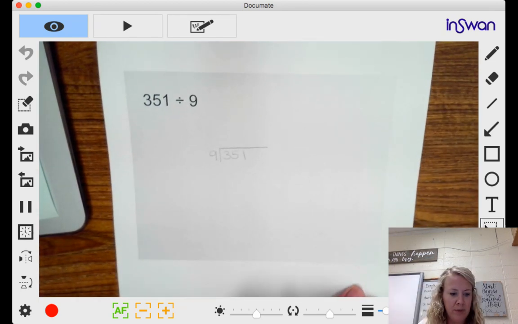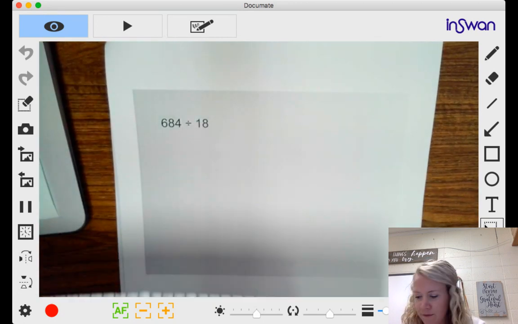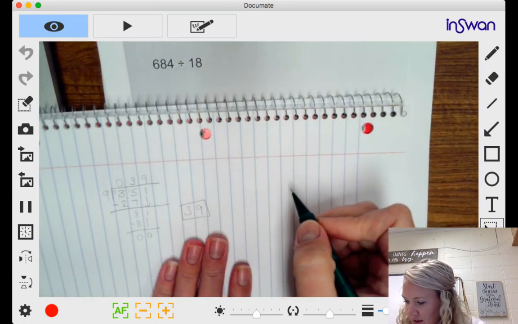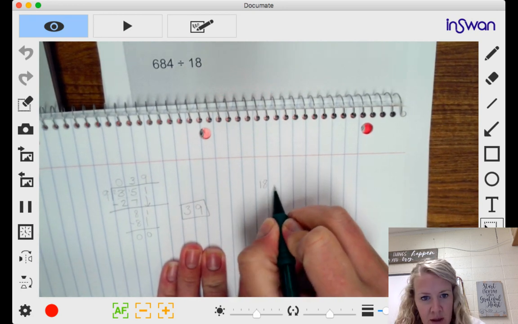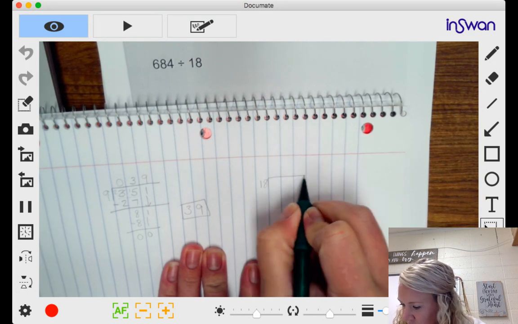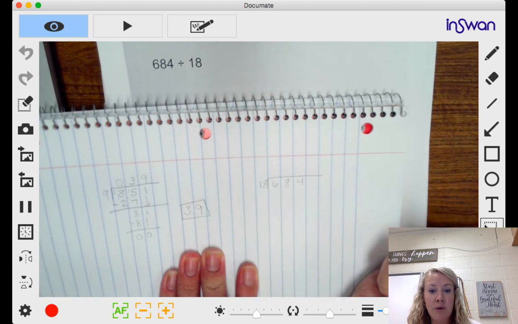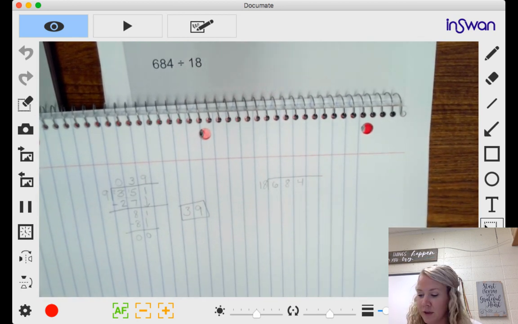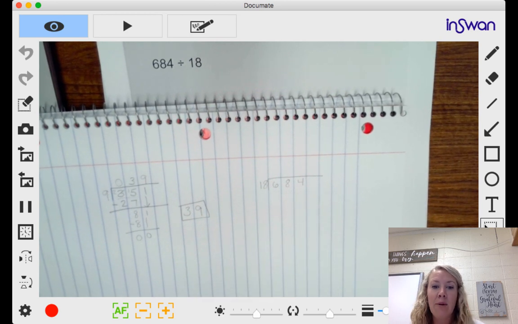Let's set up our next one. 684 divided by 18. So let's put the 18 outside the bracket. Technically, I should have probably had that in 2 lanes. And 684 inside. I would use your multiplication table. Your one in your agenda is really nice because the 18 is included on that multiplication table. I would encourage you to pause to try solving and then see my work as I go through. So I am going to ask you to pause.